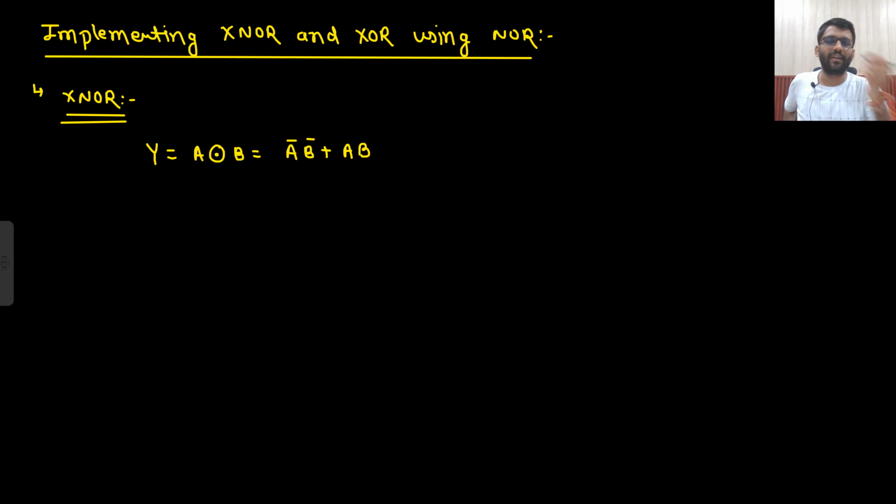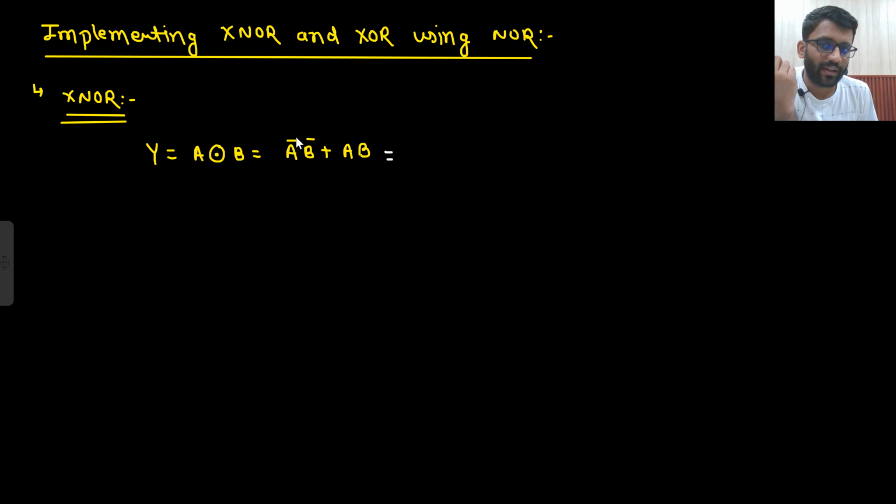Now we will implement XNOR gate and XOR gate using NOR gate. First we are implementing XNOR gate using NOR gate. So A bar B bar plus AB. Is this the form you want? My question is, is this the form you want? No, I don't want this form, because I want product of sum. I am implementing using NOR gate, so I want product of sum.